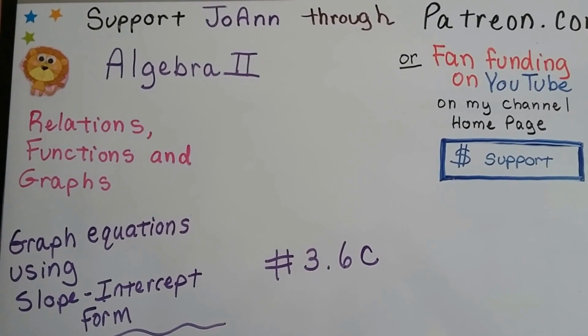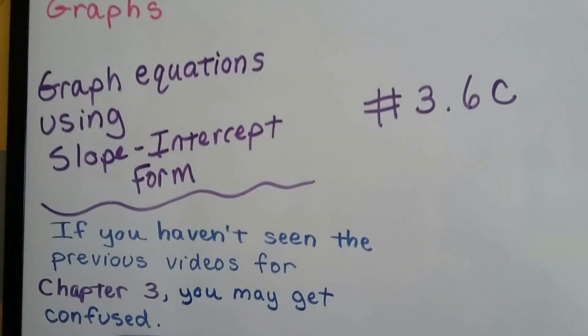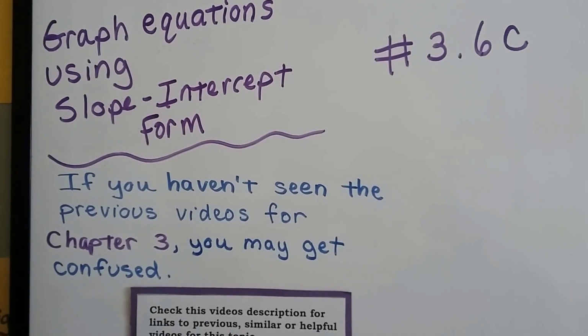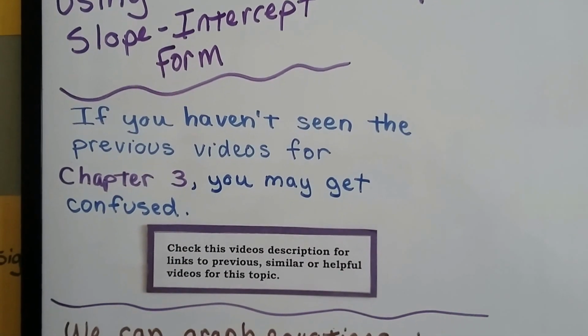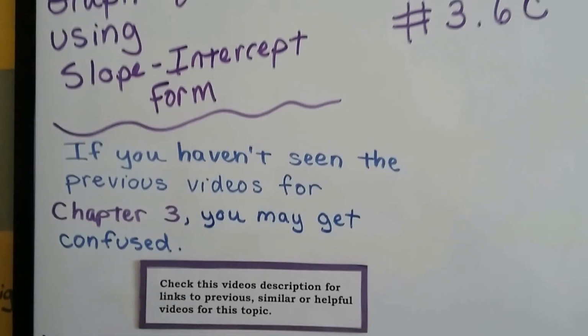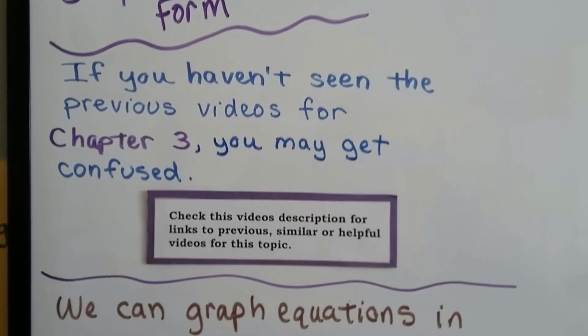Algebra II, 3.6c, graph equations using slope-intercept form. So this is our third part to lesson 6, 3.6c. If you haven't seen the previous videos for chapter 3, you may get confused. And A and B are in this video's description. You can just click on them, okay?